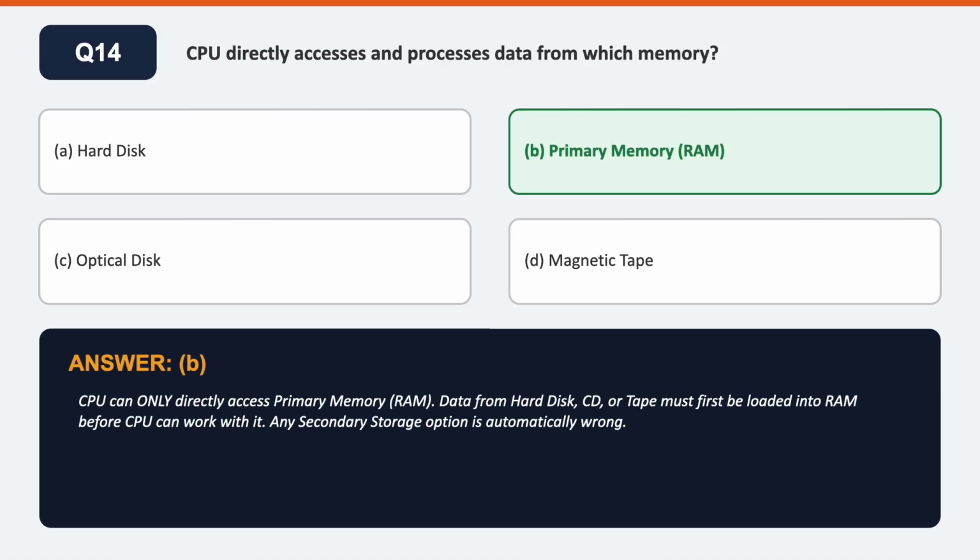Question number 14. CPU directly accesses data from A. Hard disk, B. Primary memory or RAM, C. Optical disk, D. Magnetic tape. Answer B. CPU works directly with the RAM only. Hard disk data must be loaded into RAM first.